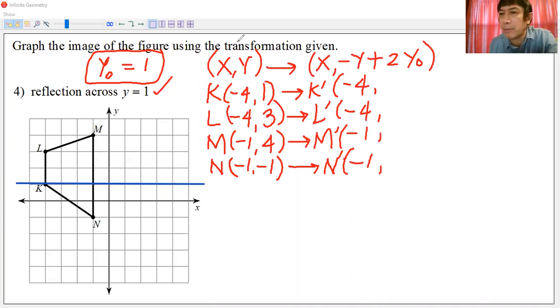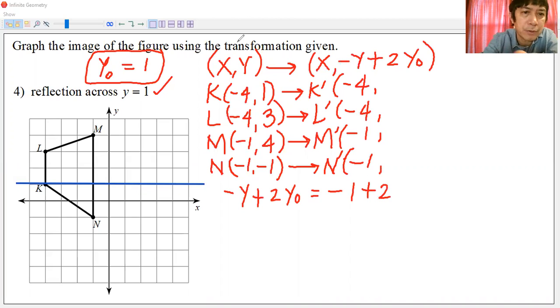Now, after the comma, we will have to compute. So the formula for y is negative y plus 2 times y sub 0. Negative of the y value. So the y value from point K is 1, so this must be a 1. Plus 2 times y sub 0. y sub 0 is over here. It's 1. So 2 times 1. We have negative 1 plus 2. We have here a value of 1. There.